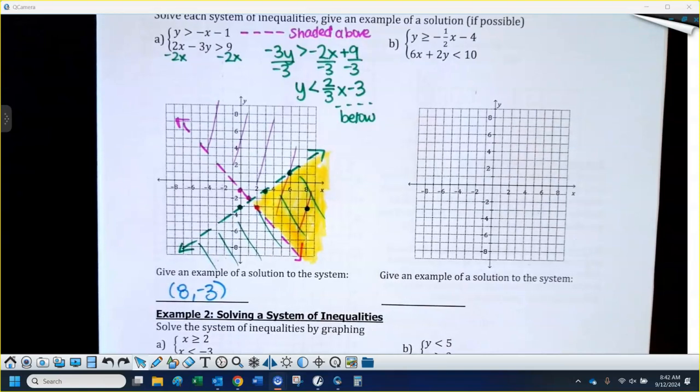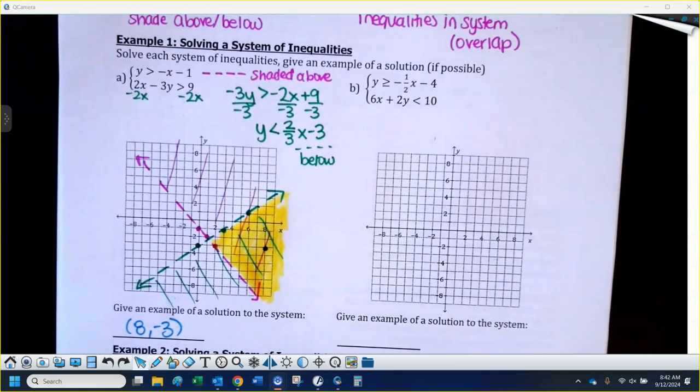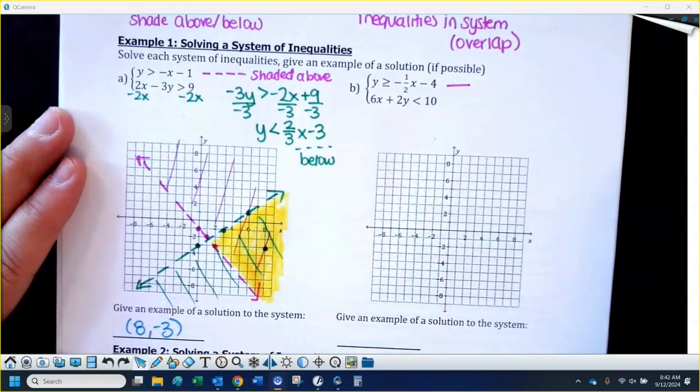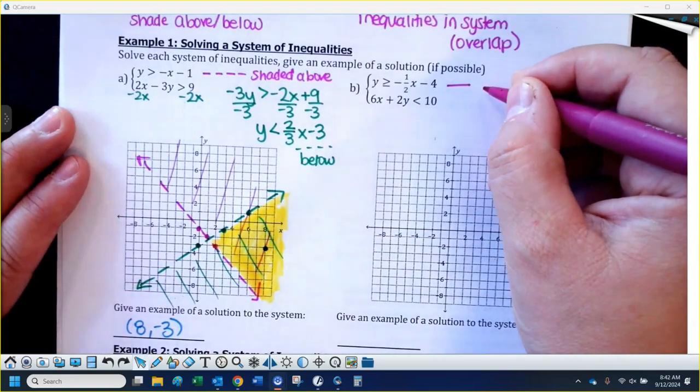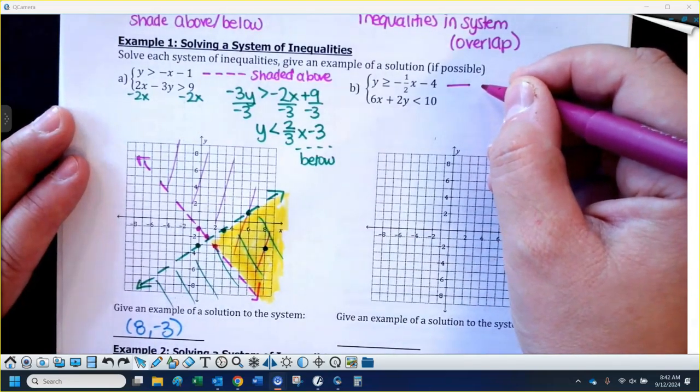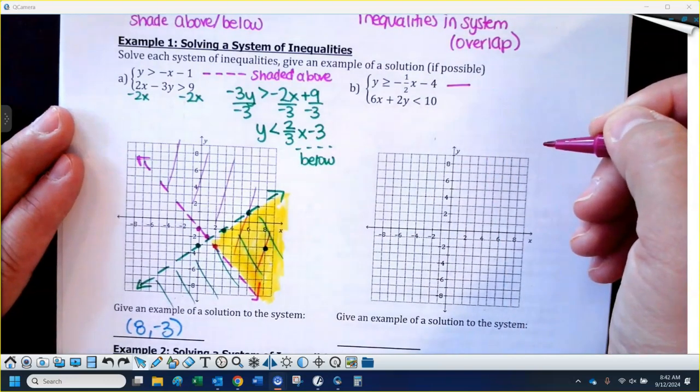Is anybody having a question? Okay, let's try this one. If I've got y is greater than or equal to 1/2 x - 4, am I going to have a solid line or a dashed line? Solid, for sure. Okay, are you going to shade above or below, if it's greater than or equal to? Above or below? Yeah, above.